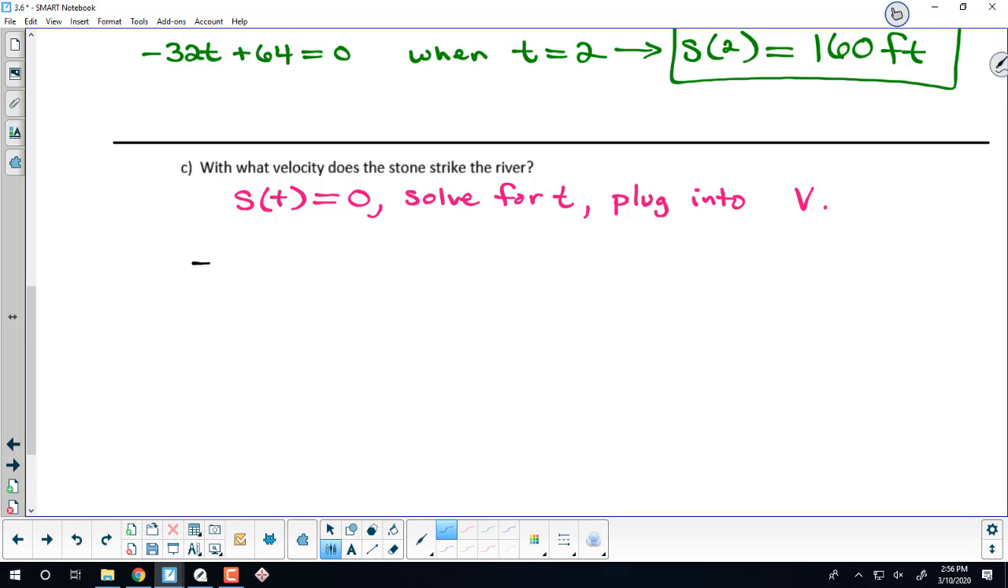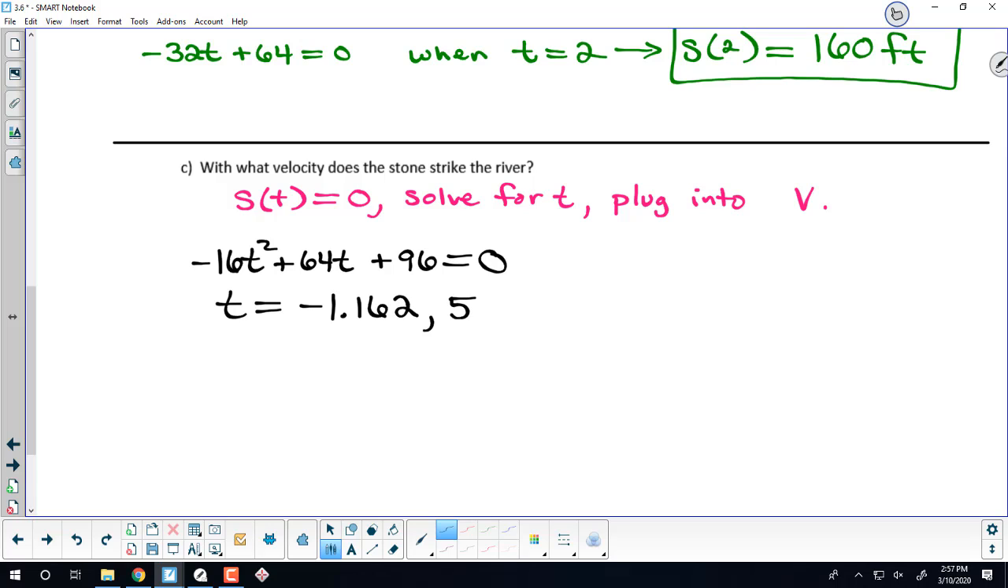Okay, so our position is negative 16t squared plus 64t plus 96. So where does that equal 0? You can try to factor, we can probably factor out, or you can use the quadratic formula. Either way, we're solving a quadratic, by factoring or using the quadratic formula. I'm not going to waste a whole lot of time with this. So negative 1.162 and 5.162 is what we get from the quadratic.